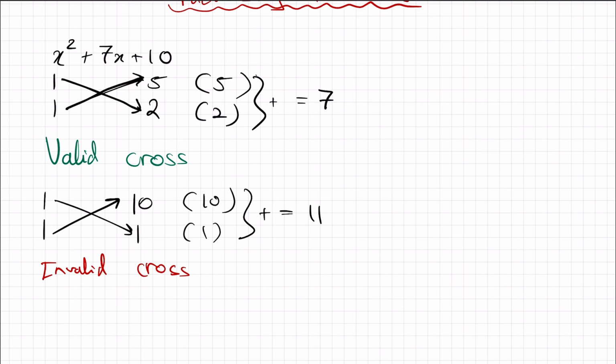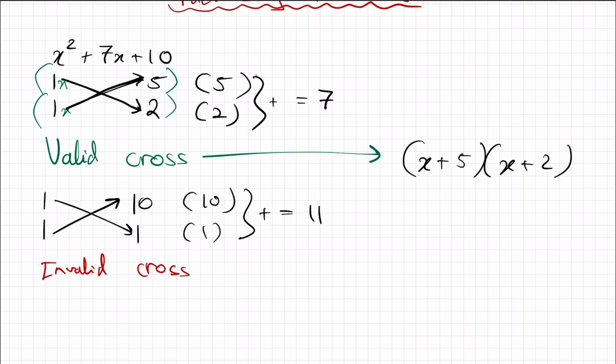Once you have a valid cross, it's really easy to make the factors, because all we're going to do is put brackets around these and add in the x terms as well. So in this case, the brackets would be x plus 5 and x plus 2. And there we go. We've factored this quadratic into its two factors.